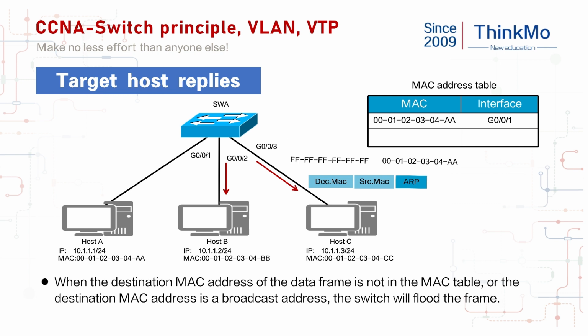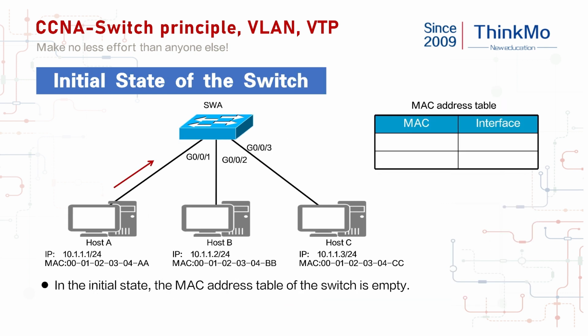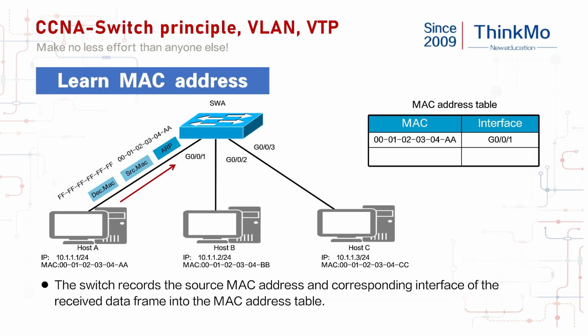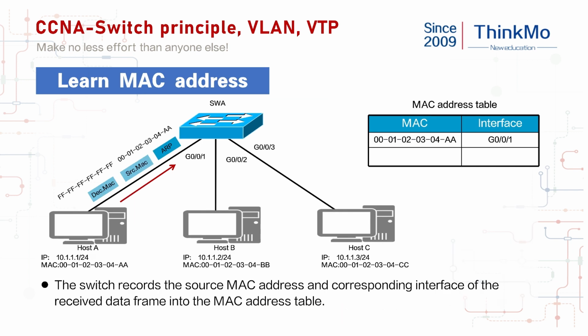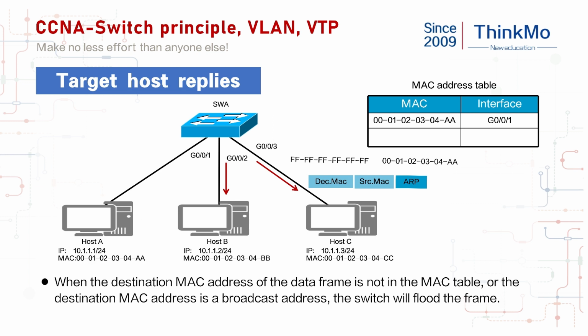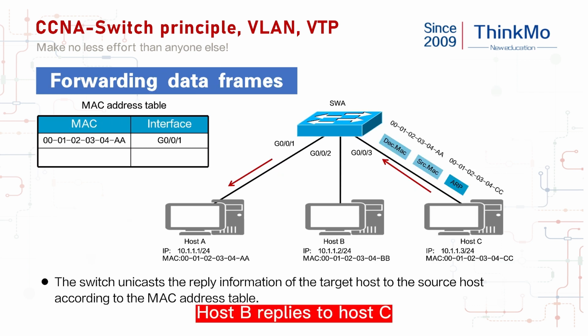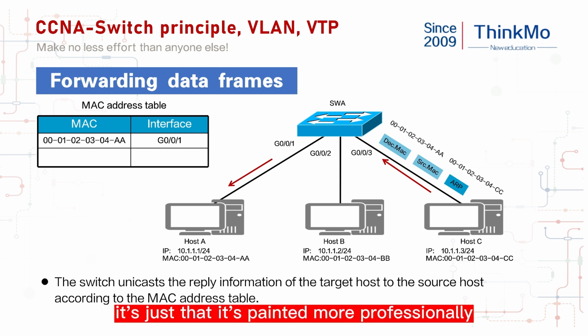Next, these are: forwarding data frames, the initial state of the switch, learning MAC addresses. Let's take a look. Just started, there is no MAC. Host A sent data, so it learns that MAC under interface 1. Then it broadcasts. This is an ARP request. Host B replies to host C. It learned host C under interface 3. This is the MAC address table. It's the same as the picture I drew. It's just painted more professionally.